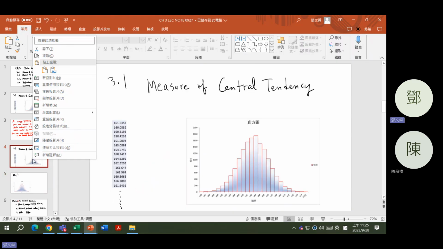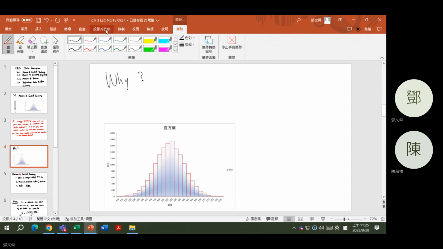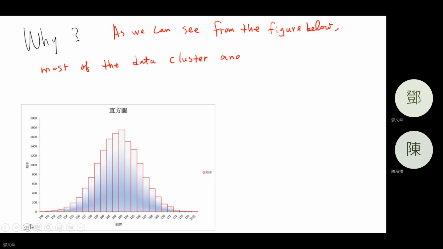Why? Why the one in the central location? As we can see from the figure below, most of the data cluster around the central location.